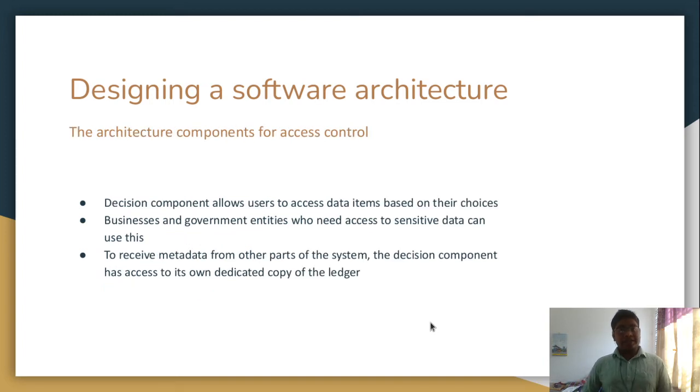The architecture components for the access control of the software architecture. The decision component allows the users to access the data items based on their choices. Business and the government entities who need access to sensitive data can use this information. To receive the metadata from the other party of the system, the decision component has access to its own dedicated copy of this ledger.